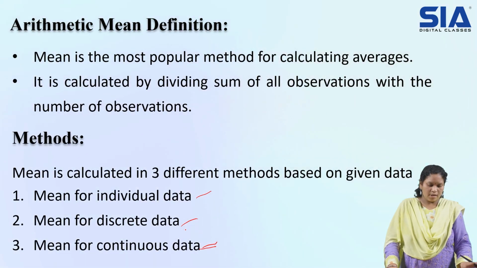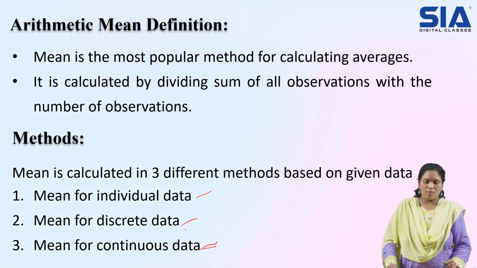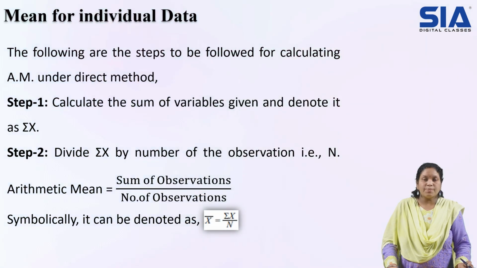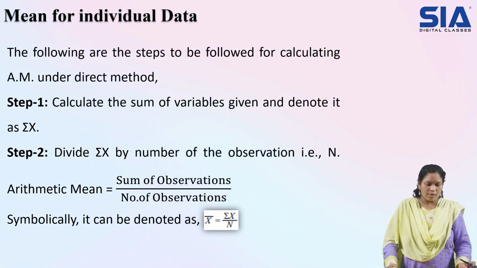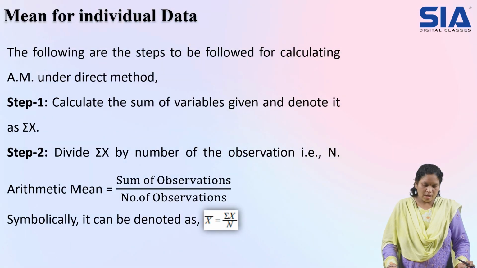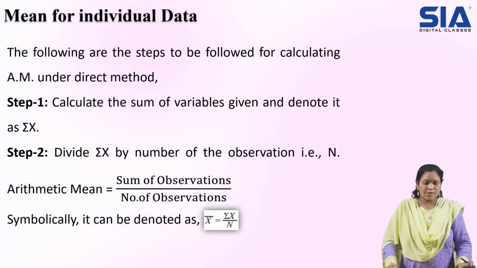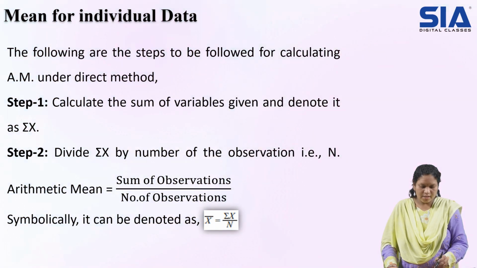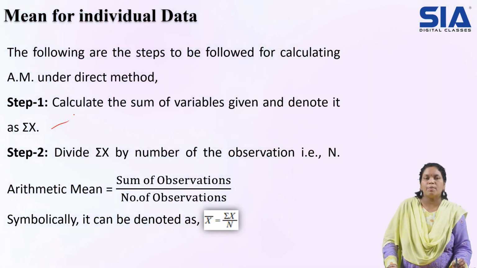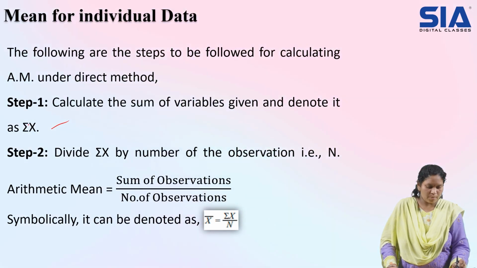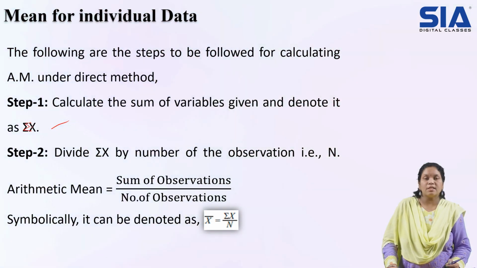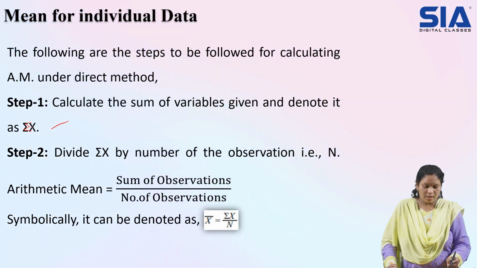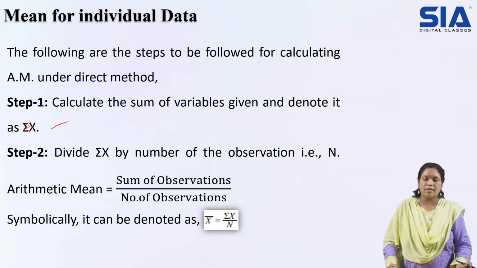First method, let us discuss mean for individual data. These are the steps which we'll be using for individual data. Mean, we all know, is an average: the sum of the data divided by its total. That's what we have here. The steps are: calculate the sum of the variables given and denote it by summation x. Summation x we should remember. Summation is nothing but adding; the summation symbol is nothing but adding the data. So first we'll sum the given values, like I said, not roll numbers.